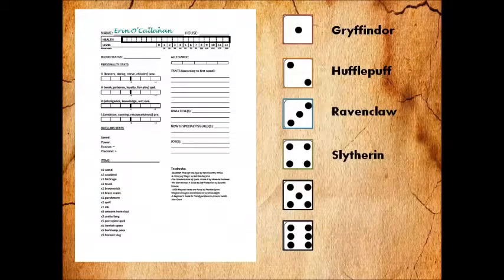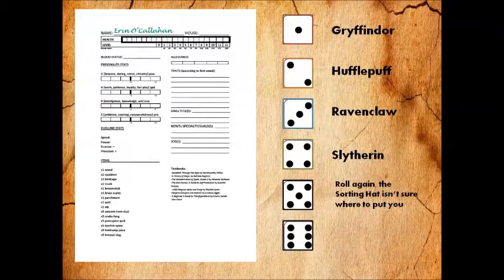A 4, Slytherin. If you roll a 5, it means the hat doesn't know where to put you right away, so you have to roll again. And a 6 means that you choose. So in the case of Harry Potter, he clearly rolled a 5 and then a 6. Erin, she rolled a straight 4, like Malfoy.